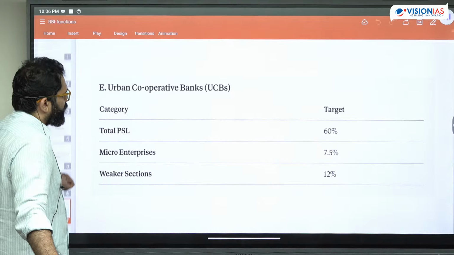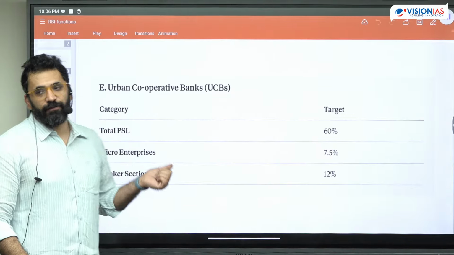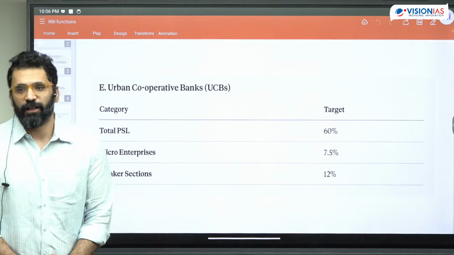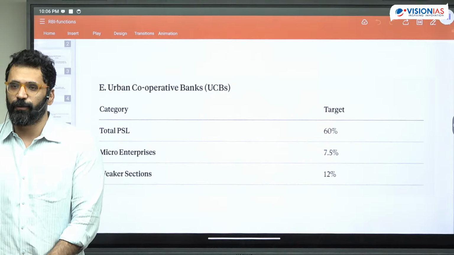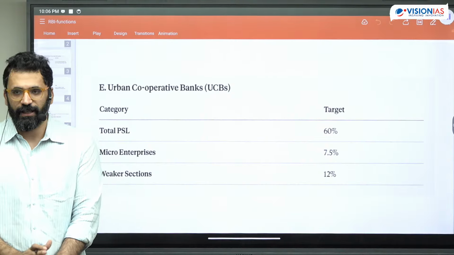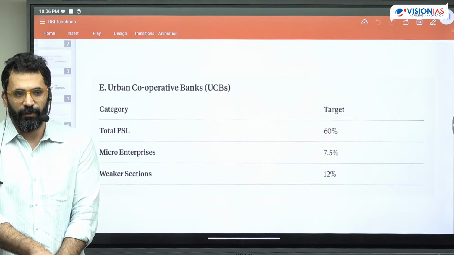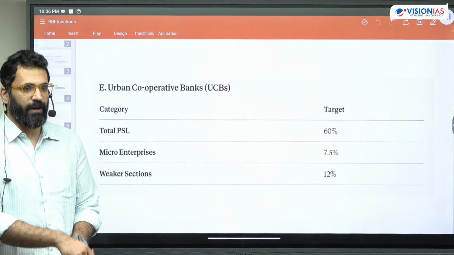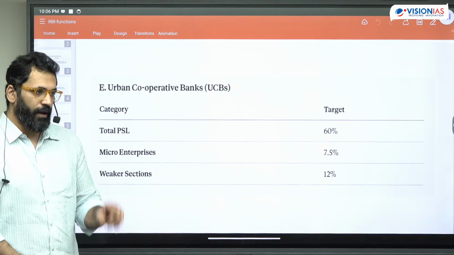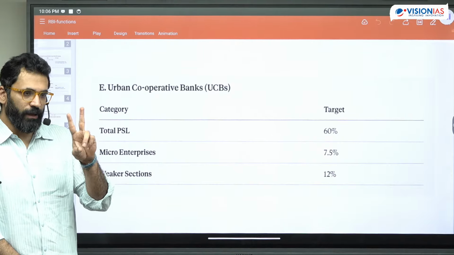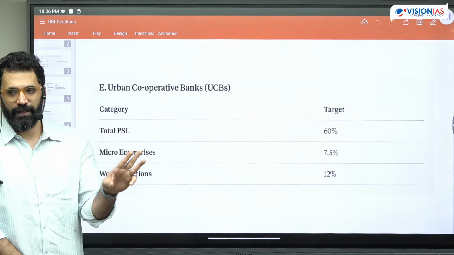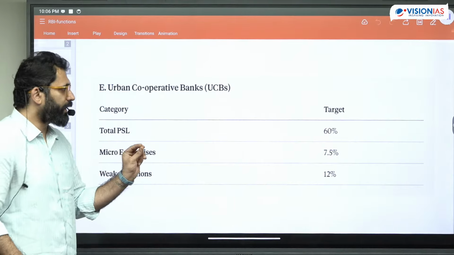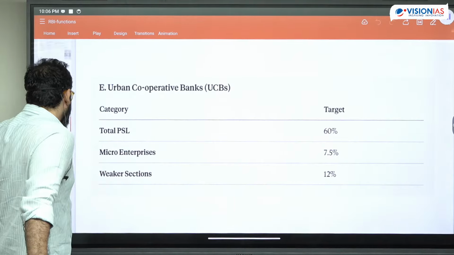Urban cooperative banks, 60%. They had a phased program for them. They said first we'll give them 40, then we'll give them 60, and eventually we're going to bring them to 75. Right now the present target is 60% for urban cooperative banks. It was a phased program for priority sector loans for urban cooperatives. We started with 40 to bring them to 60 and then eventually bring them to 75. Right now the target for urban cooperative banks is this.